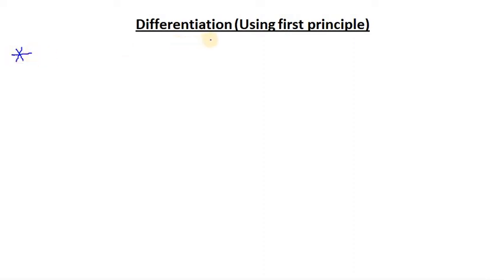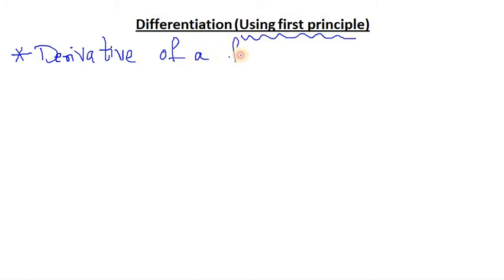In this lecture we are going to study derivatives using first principle. Derivative of a function at any point. I would suggest you to note down all the notes in your notebook.